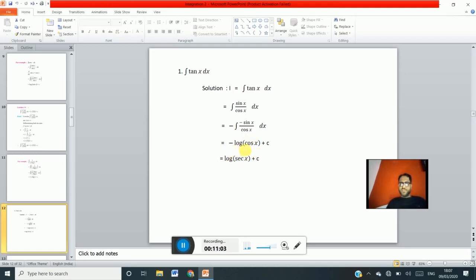So what we get? Minus log of cos x, and this is nothing but the minus goes to the power, that means cos to the power minus 1, that is 1 upon cos x, and 1 upon cos is nothing but sec x. So the final answer is log of sec x plus c, right?